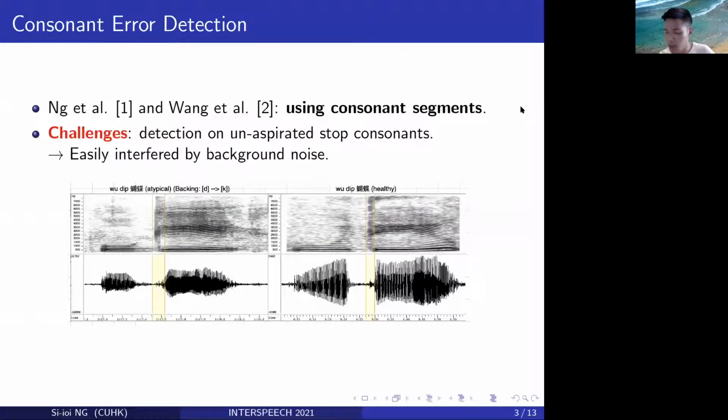In our previous studies, we performed the detection using only the consonant segments, which are the segments highlighted in yellow in this figure. But we encountered challenges in the detection of unaspirated stop consonants, and we suggest the reason is that the production of these consonants involves a long duration of closure that makes the speech segment easily interfered with by background noise and makes the detection more difficult.